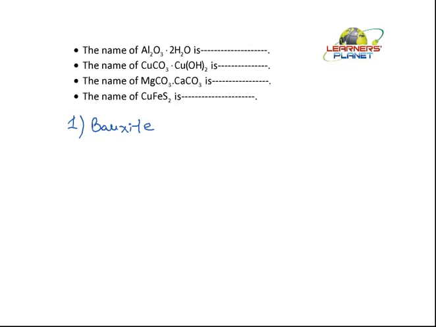Now this you have to mug up. The names you have to mug up. Here there can be no logic. Bauxite. There is another ore of aluminium, that is Al2O3, only Al2O3. This Al2O3 is corundum.